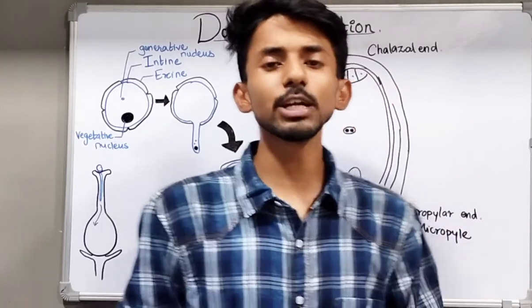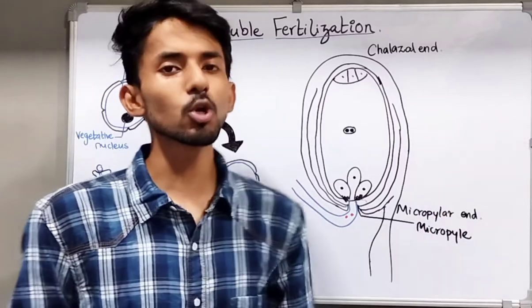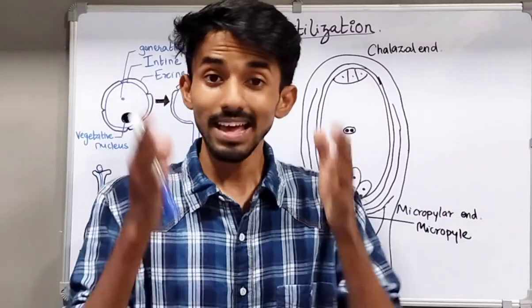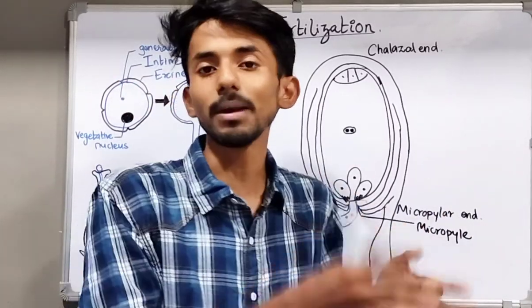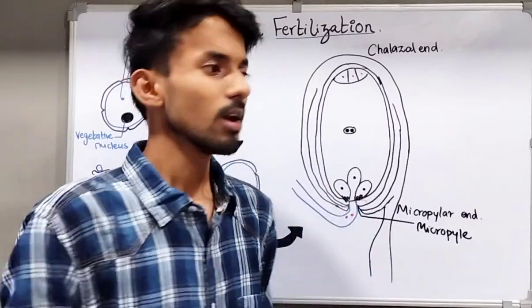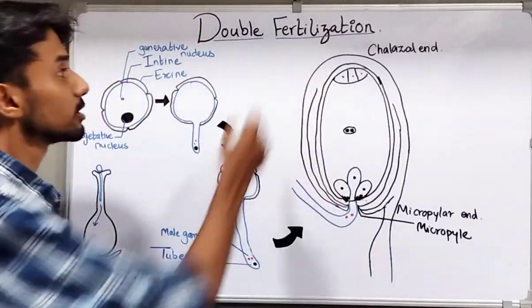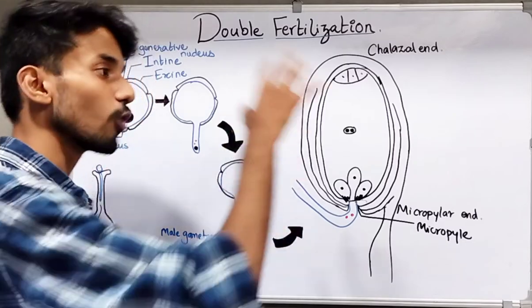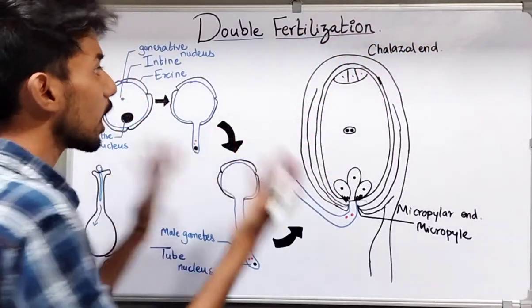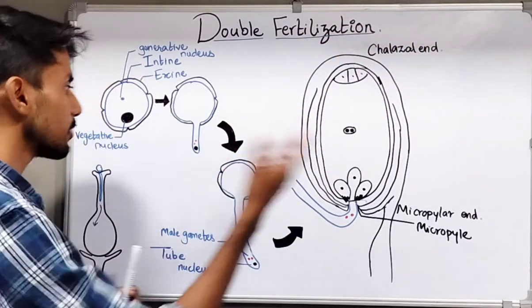In our previous videos, we have already studied about microsporogenesis and megasporogenesis. In this video, we are going to talk about double fertilization in plants. Fertilization means the fusion of male and female gametes to form the zygote. So let us see how the male and the female gametes are going to get fertilized.